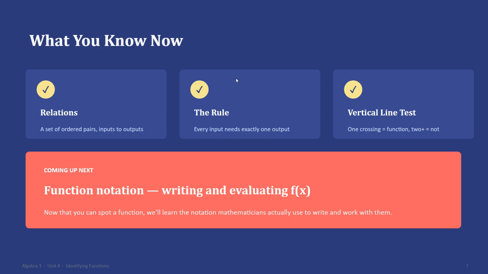You know now: a relation is a set of ordered pairs, input to output. The one and only rule is that every input needs exactly one output. And the vertical line test: one crossing equals function, 2 or more equals no.